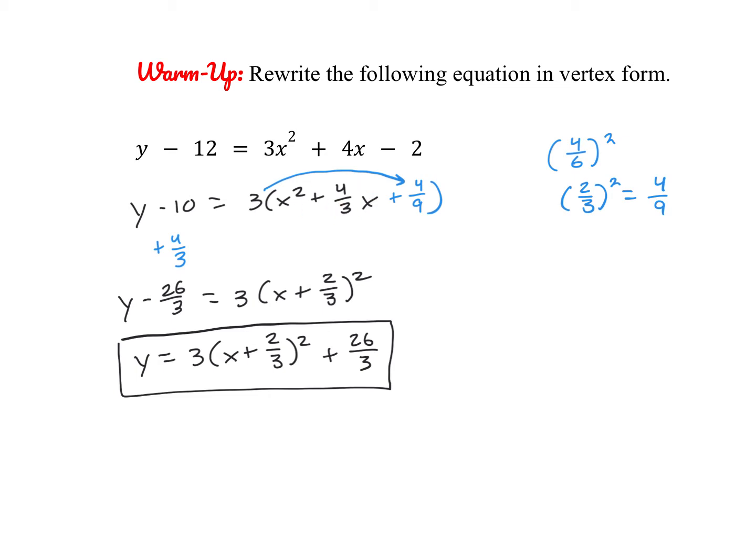And then to factor this, remember the number in your factor is always going to be half of b when you're completing the square. And then this should be your final vertex form.